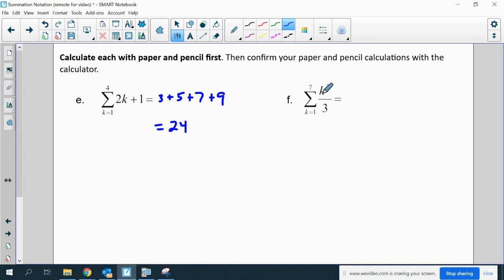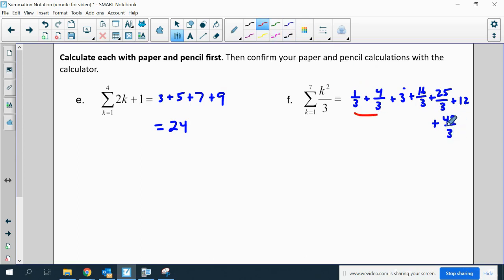K equals 1 to 7 of this one would be 1/3 plus 2 squared is 4, 4/3. 3 squared is 9, so 9/3 or 3. 16/3. 25/3. 36/3 is 12. And then 49/3. So I could add all of these things together, and it's going to take me a little while.